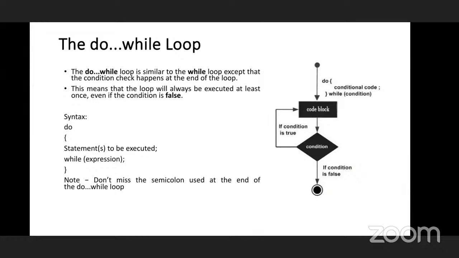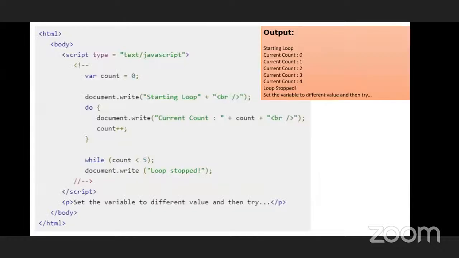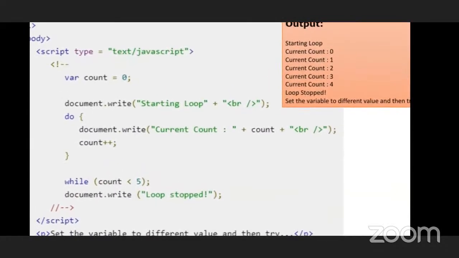After the while, we have the do while. This is probably similar to the while loop, but here we have one more keyword, do. Do statements, and we need to write the while expression at the end of the do. See, do, open the block, write the statement, close the do.